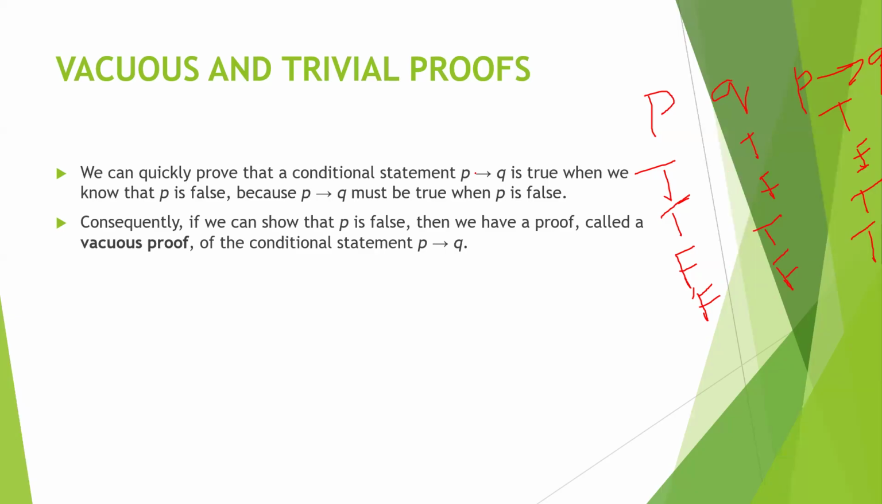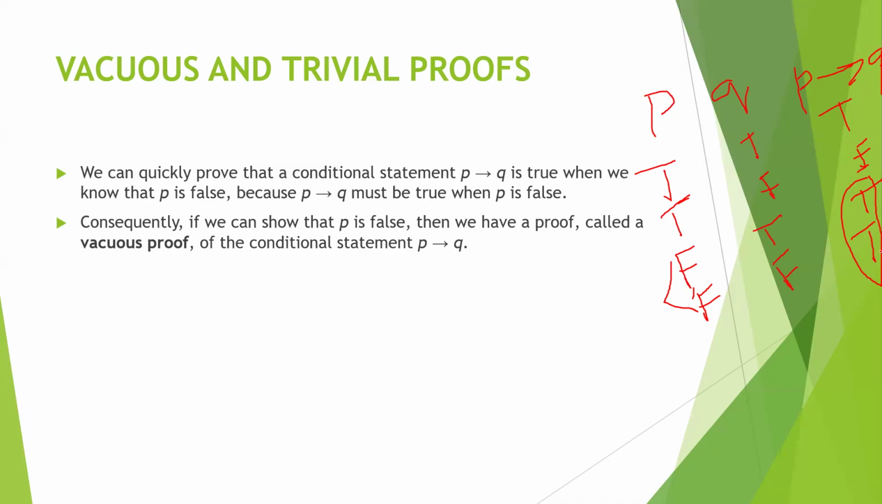And the condition here is when we know that P is false. P is false in these two rows. When P is false, P implies Q must be true. So when P is false, P implies Q is true, and this is the condition we have to prove in this statement.